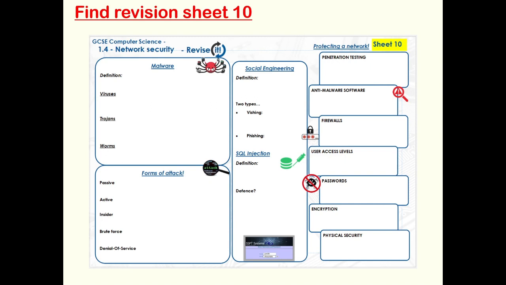Okay, before you start, can you make sure you have revision sheet 10 in front of you from your revision pack? This sheet should already be partly filled in from the previous session when we looked at the types of malware and different forms of threats. We are filling in this section on the right hand side of the sheet.